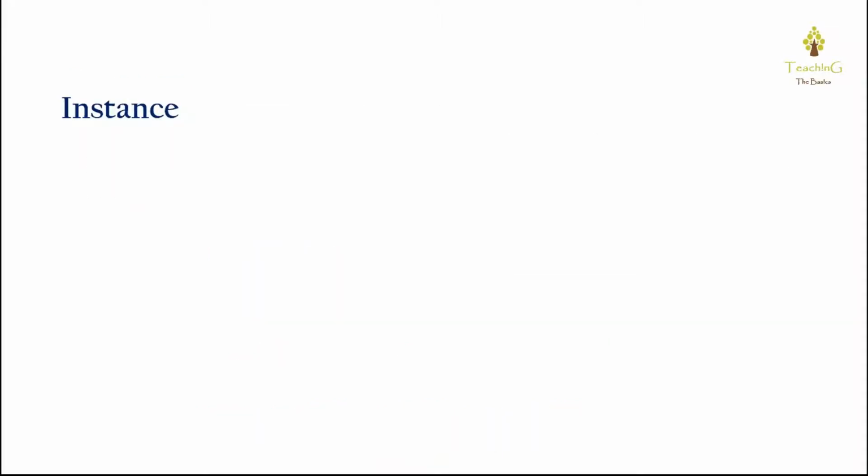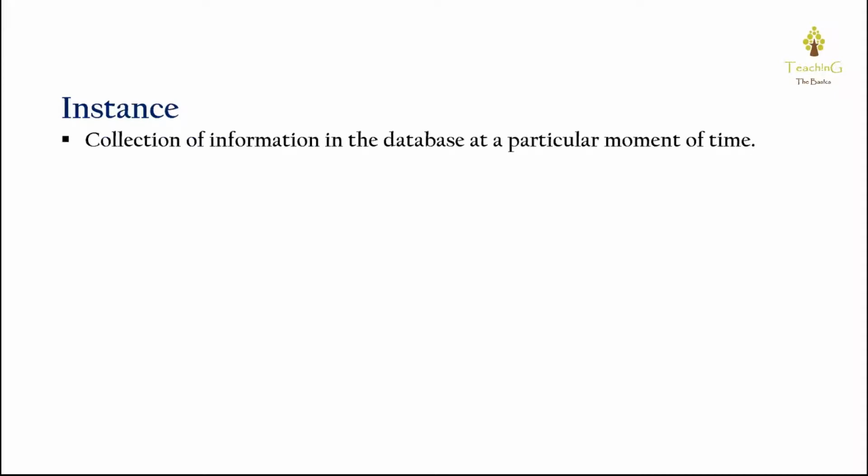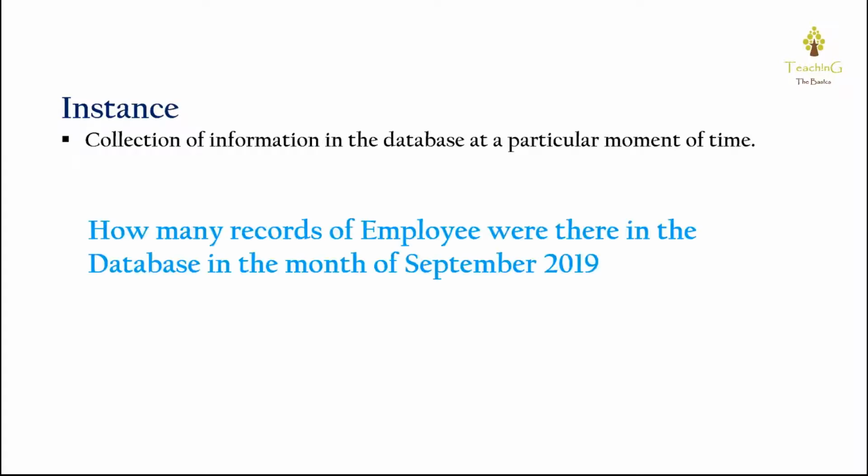So the next thing is, what is a database instance? It is a collection of information in the database at a particular moment of time. So it is a time-driven thing. Okay, so let us suppose that we want to know how many records of employees were there in the database in the month of September 2019. Let us suppose the number to be 4,000. Okay, so we had 4,000 employees in the month of September 2019.